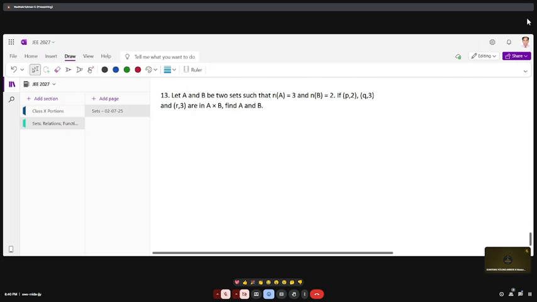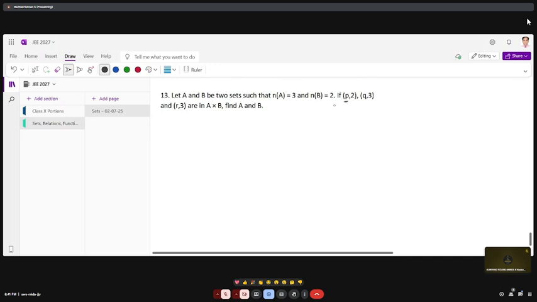Problem number 13. Let A and B be two sets such that n of A is 3 and n of B is 2. There are 3 elements in set A and 2 elements in set B. Then we see that (p, 2), (q, 3), (r, 3) are in A cross B. So you can see that A cross B is going to have the elements in A as the first element and B as the second element. Since it is given A cross B, it's an ordered pair. So first element is from A.